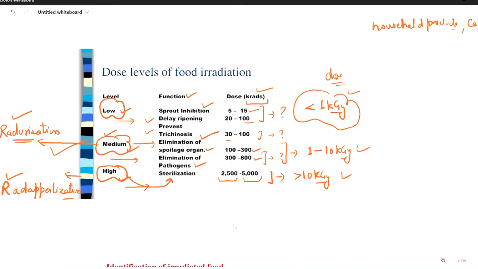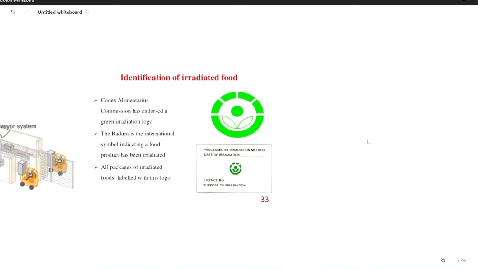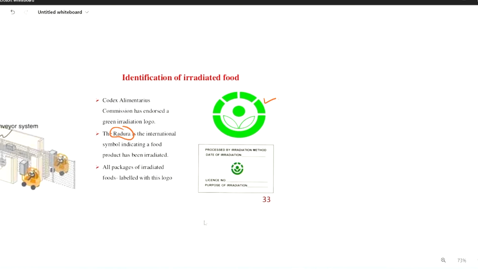And if we talk about how you will identify irradiated food, so they have a logo on it and that logo is called Radura, which is a green colored logo. So every irradiated food has the Radura logo on the packaging. So you can identify from there whether the food is irradiated or not.